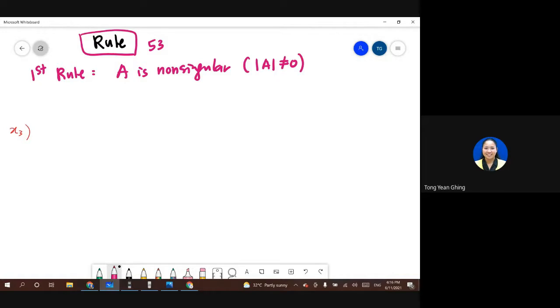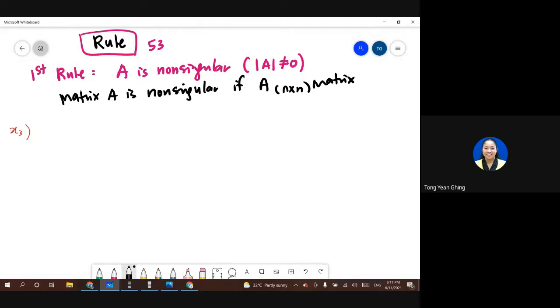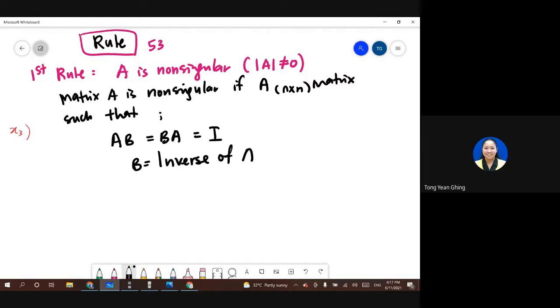Okay, what is non-singular? Matrix A is non-singular if the matrix A, that means n times n, a square matrix, is such that A times B equals B times A equals the identity matrix. What is B? B is the inverse matrix of A.